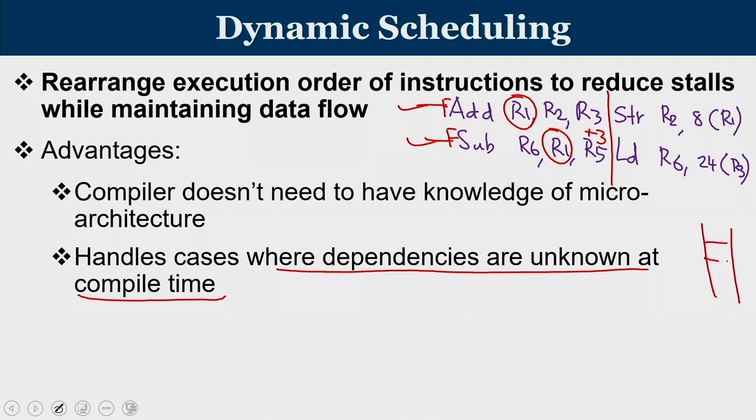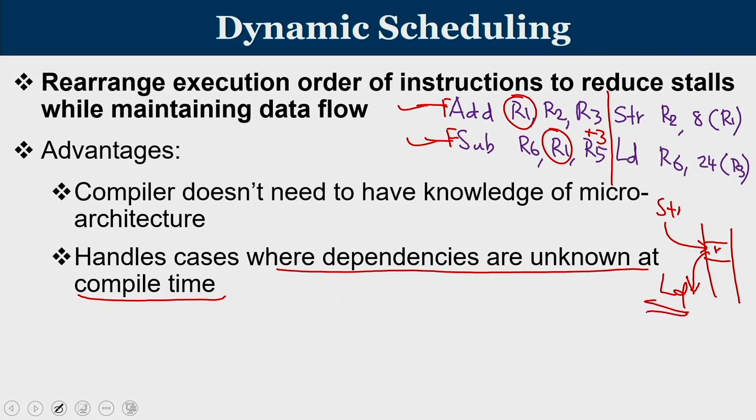So, think of a case, this is a memory location. Now, my store instruction is going to write into this memory, and my load instruction is going to read from the memory location. So, if this load and store are dependent, then the store instruction will write into a location and the same location is read by the load. In this case, I cannot exchange the order of the load and store because they are dependent.